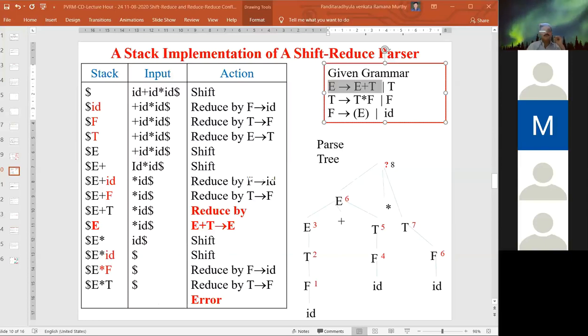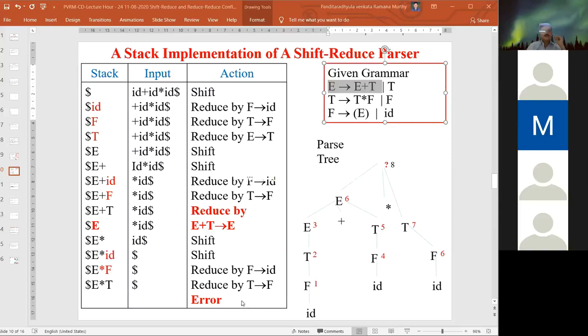The only thing you can do is T can be replaced by F. You can replace T by F, but even then what happens? It becomes T into F, E into F. E into F is also not available. E into T is not available. E into F is not available.